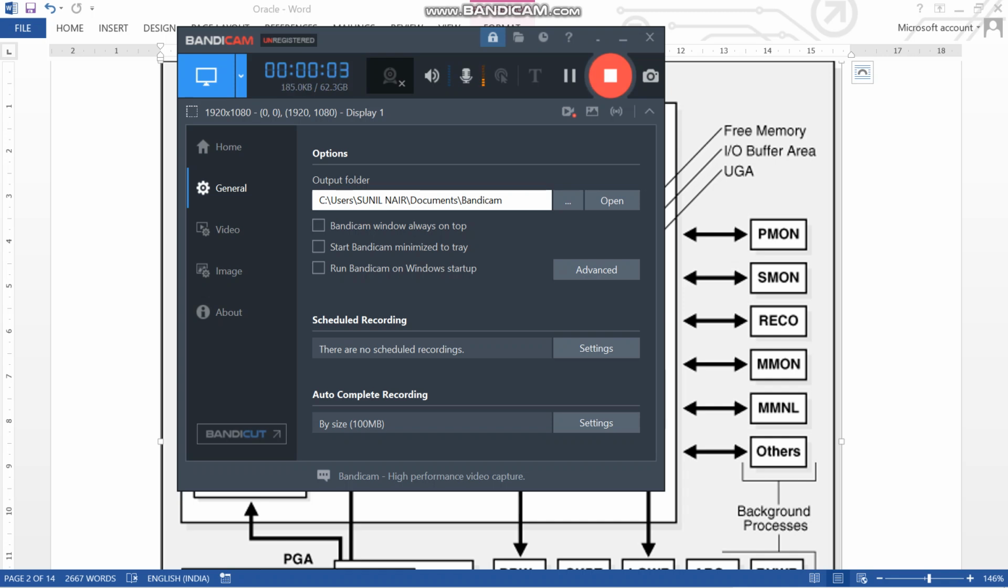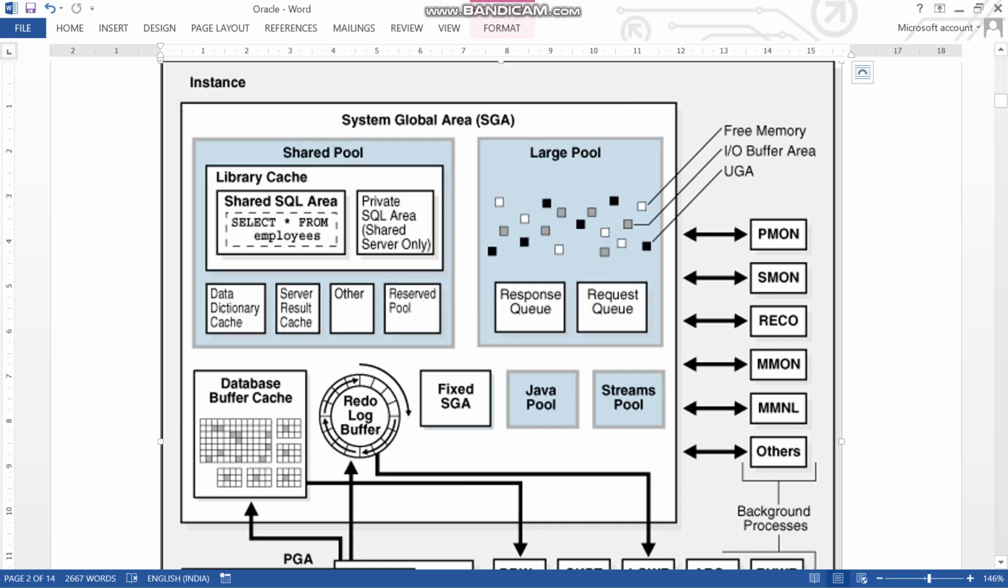Hello, myself Sunil Ramakrishna. Here we are discussing the Oracle introduction, and in this we are going to discuss the Oracle architecture. One person asked what architecture actually means here.